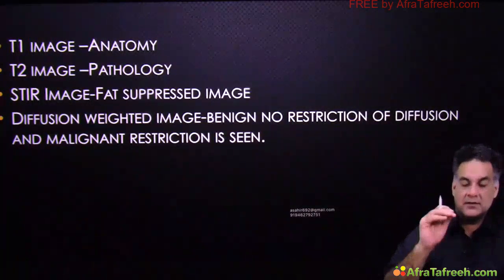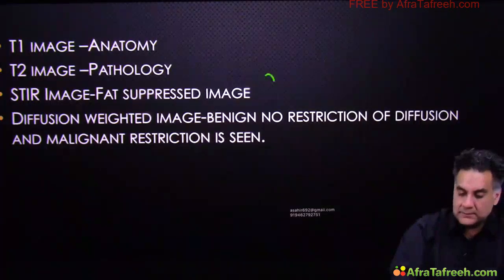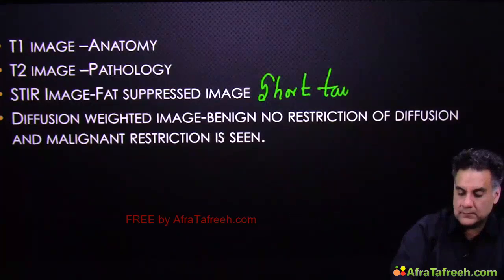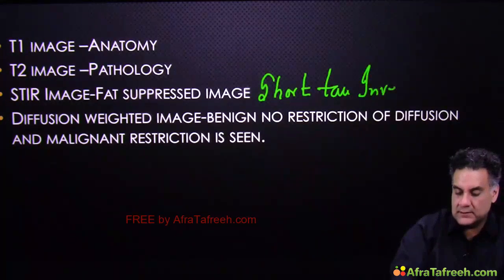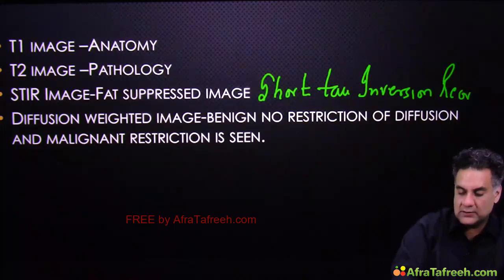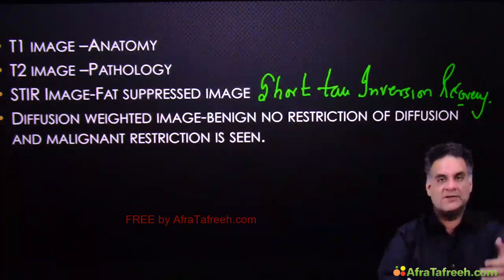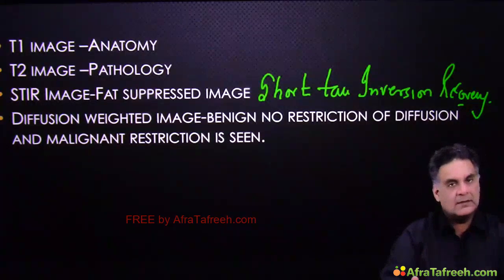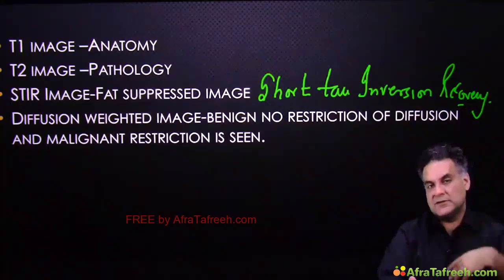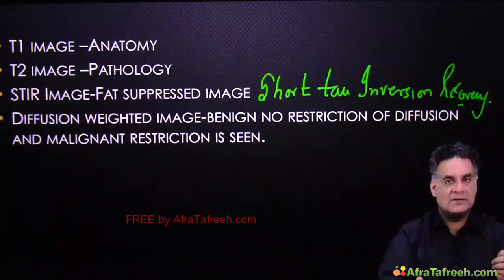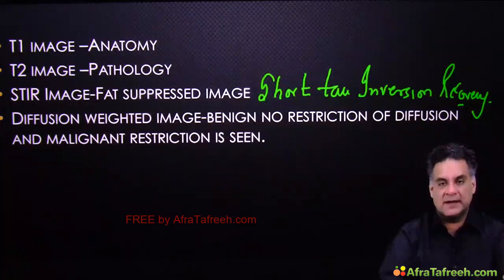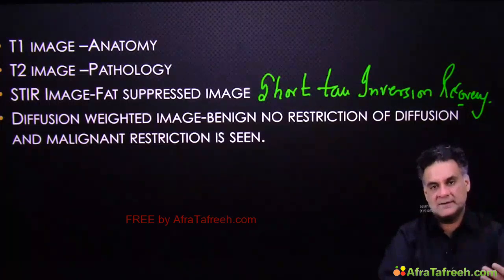The STIR image is called short tau inversion recovery, because fat is hyperintense on both T1 and T2, so you need to suppress it to see the lesion sometimes. And then sometimes you have diffusion images, which are very useful in acute brain injuries and also to differentiate benign from malignant diseases.